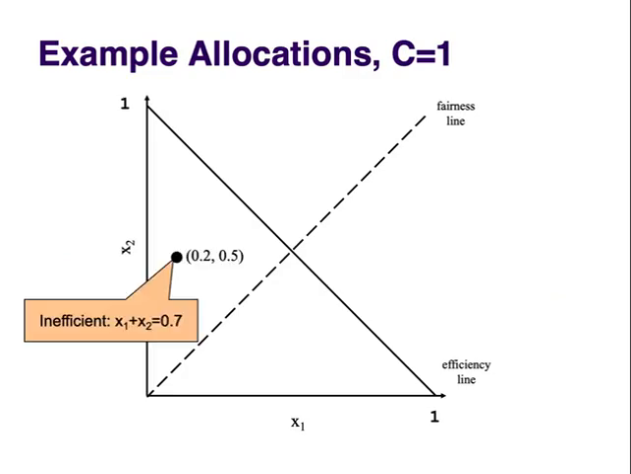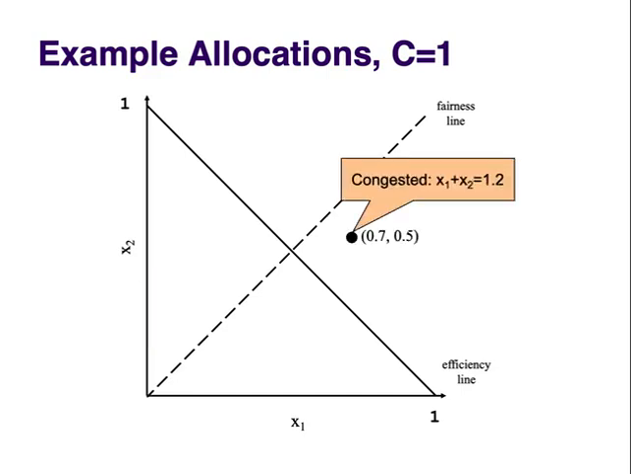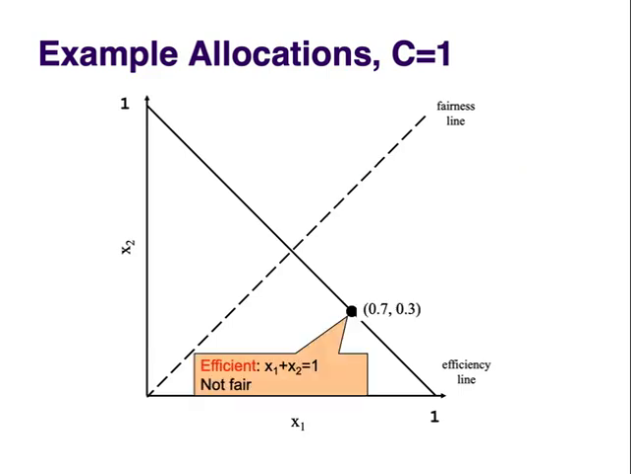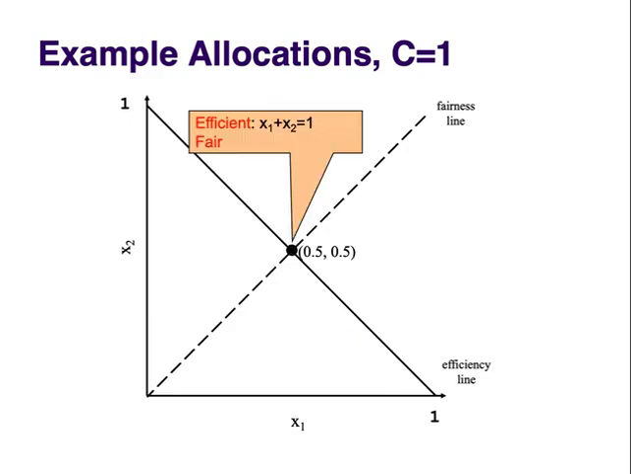So let's look at a few example allocations. If I said we had an allocation of x1 and x2 of 0.2 and 0.5, we are underutilized, right? This is inefficient use of the network. If we had x1 plus x2 of 1.2, we are congested. We are overloading the network. If we were at this point here with 0.7 and 0.3, we're actually perfectly efficient, but we're not fair, because they don't have an equal share. So really, the only place where you get both is when x1 and x2 are both 0.5. So that's going to be our goal.